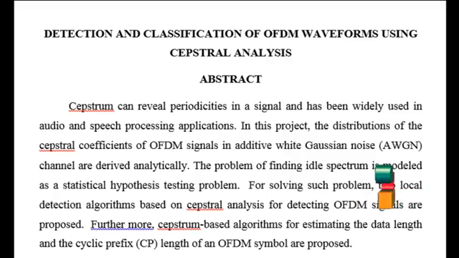Furthermore, Cepstral-based algorithms for estimating the data length and cyclic prefix length of an OFDM signal are proposed. Here, the Cepstral signals are analyzed without AWGN and also considering the AWGN noise at the channel. After that, finally, we estimate the data length over the OFDM channel.